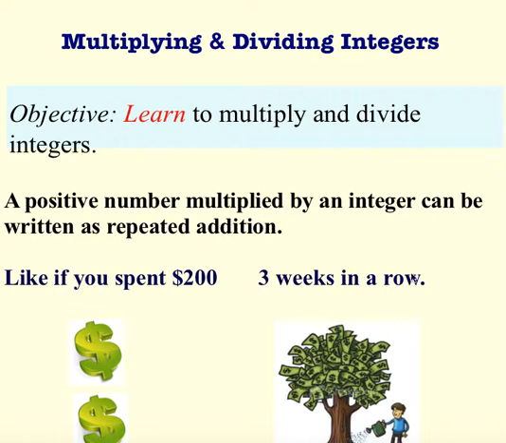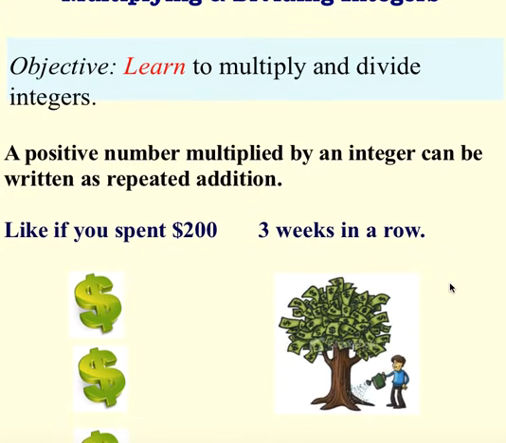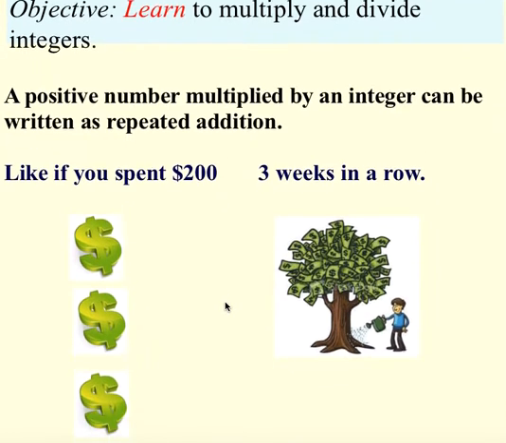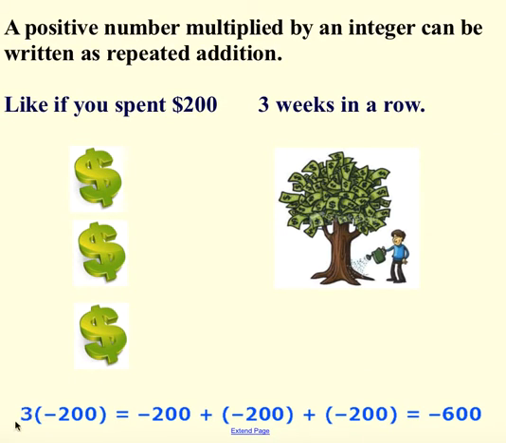So one way you can think of it before we get into the rules is it's basically repeated addition and repeated subtraction. So if you were to spend maybe $200 three weeks in a row, that's basically 3 times negative 200. So if you would go old school, negative 200 plus negative 200 plus negative 200, you should get negative 600.